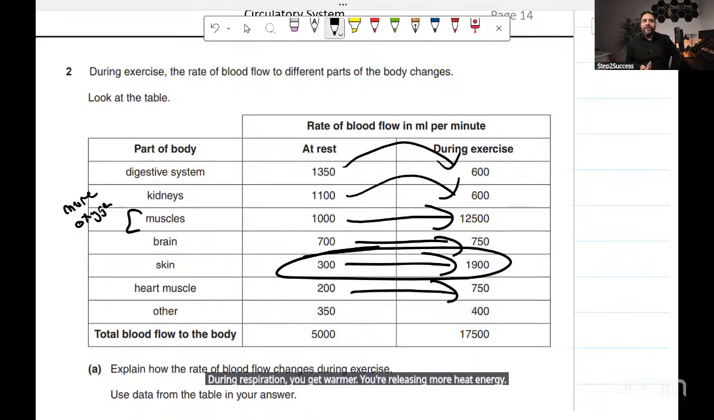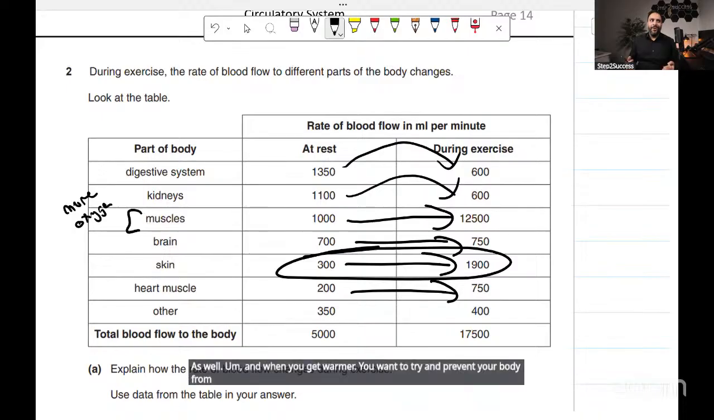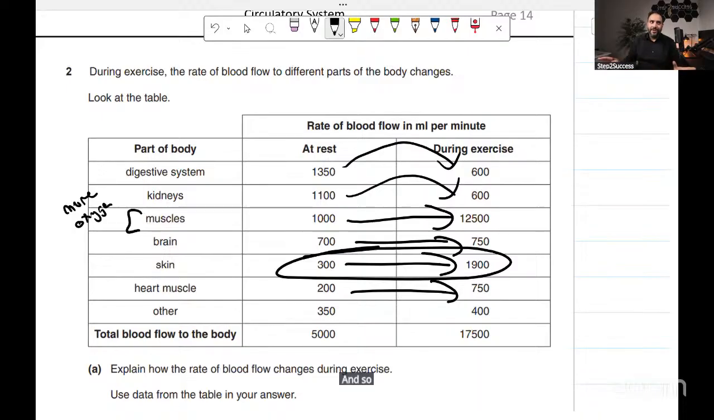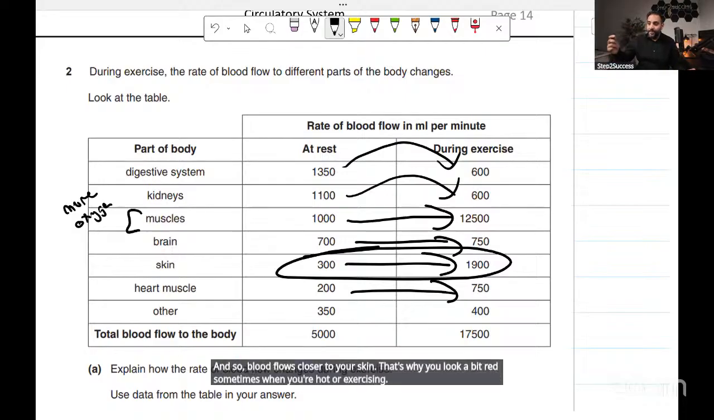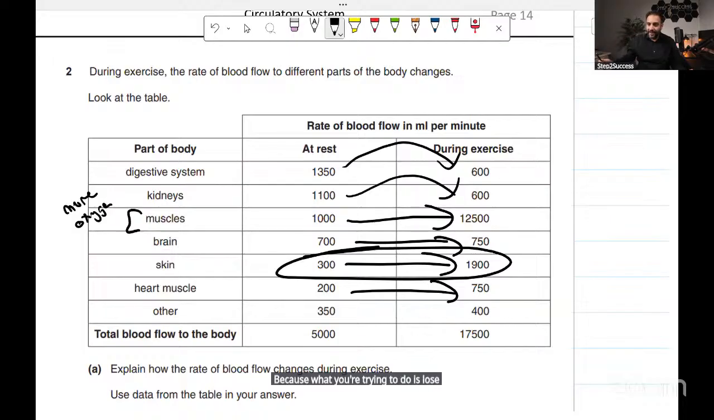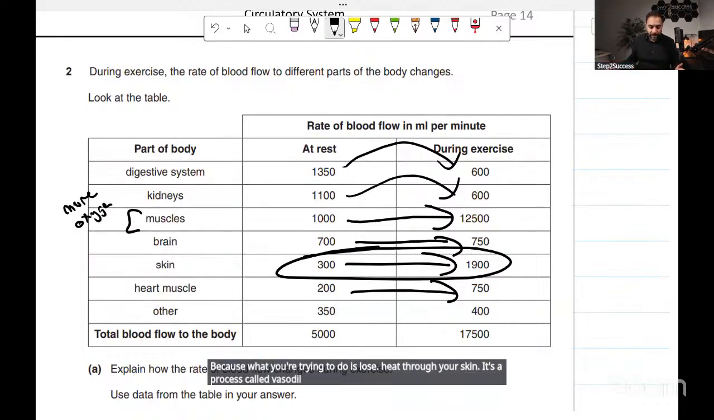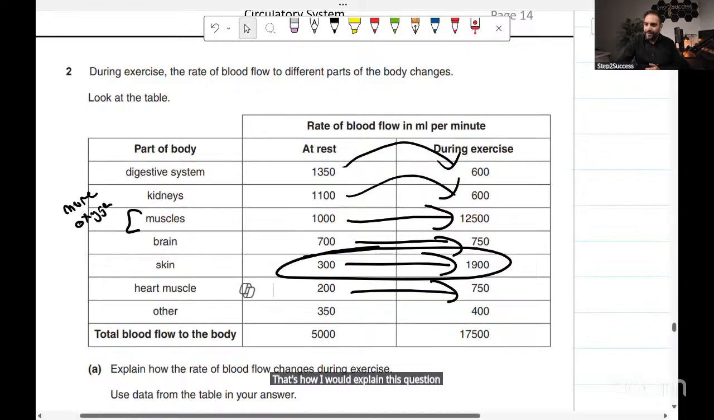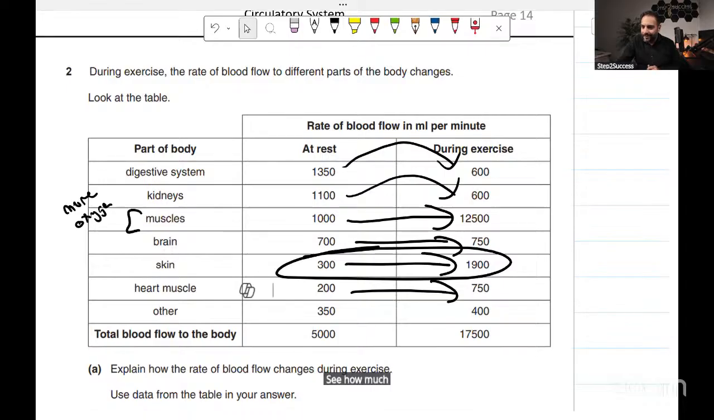And when you get warmer, you want to try and prevent your body from getting too hot. And so blood flows closer to your skin. That's why you look a bit red sometimes when you're hot or exercising, because what you're trying to do is lose heat through your skin. It's a process called vasodilation, where your blood flows closer to your skin to release heat. That's how I would explain this question. Let me see what the mark scheme tells me. See how much of that was correct.